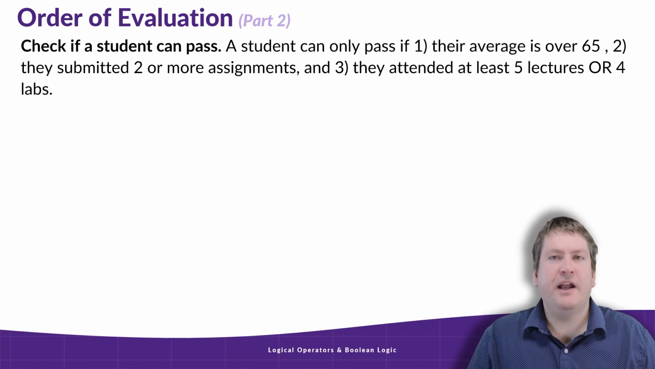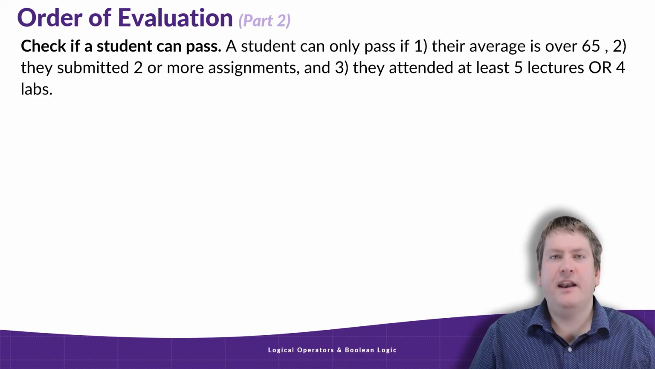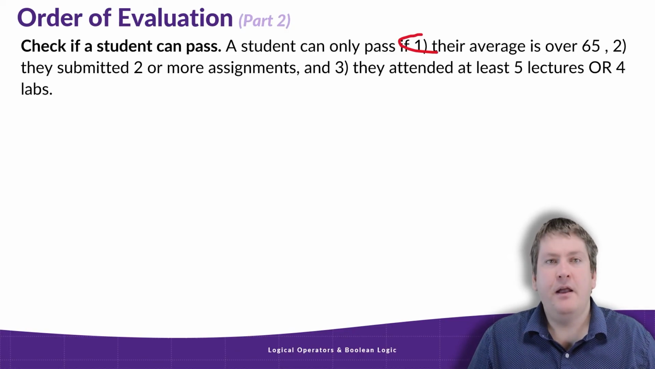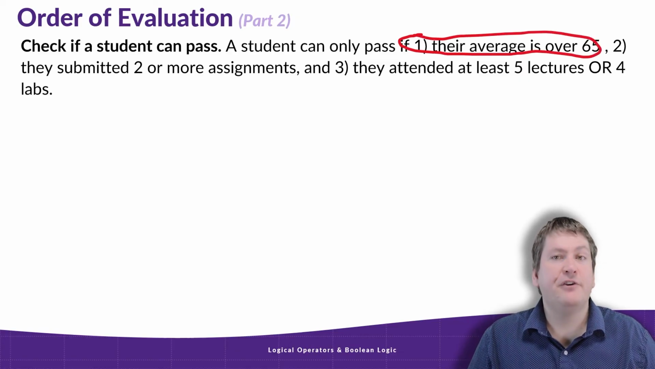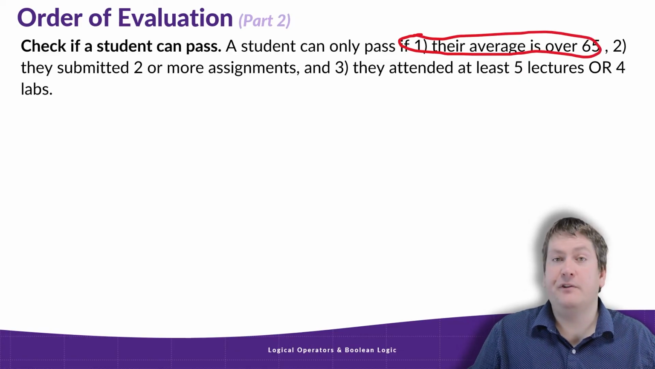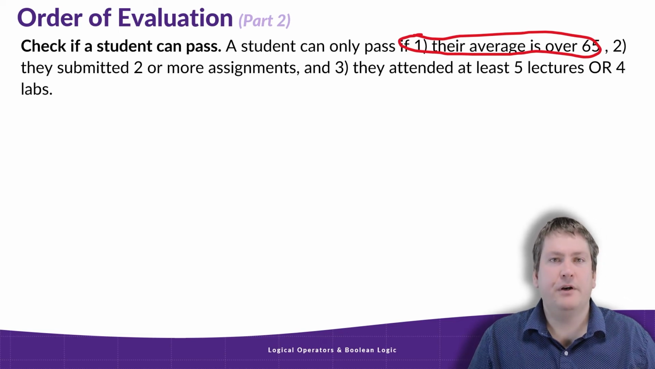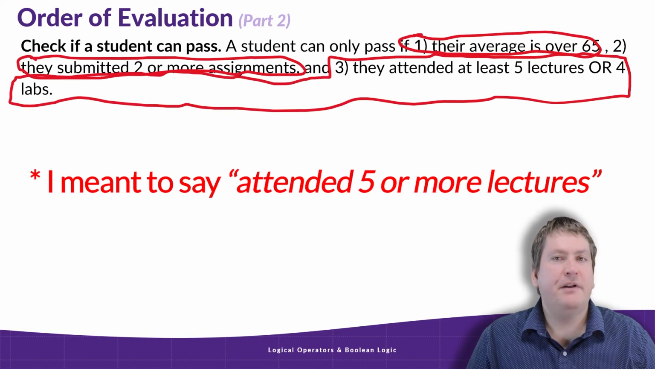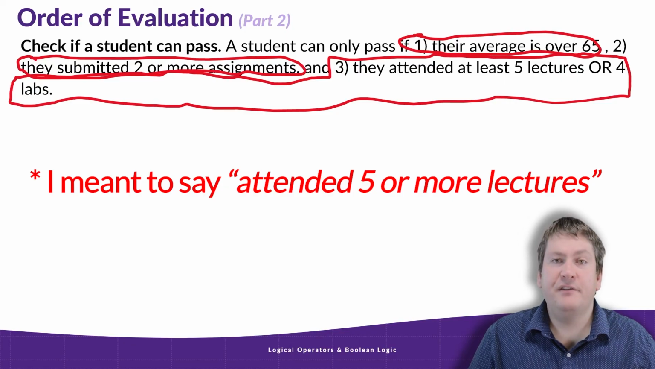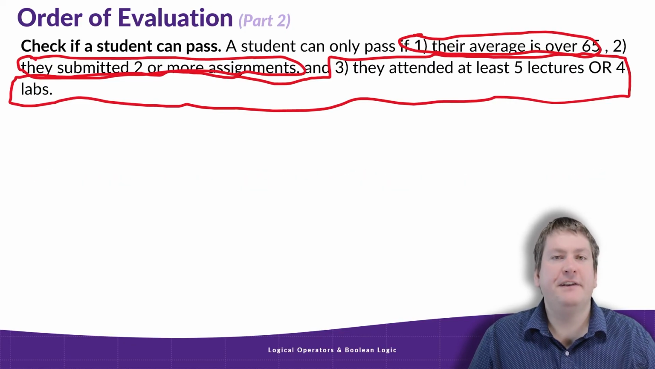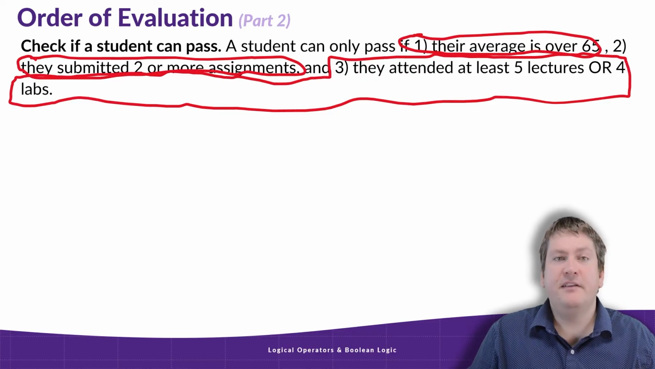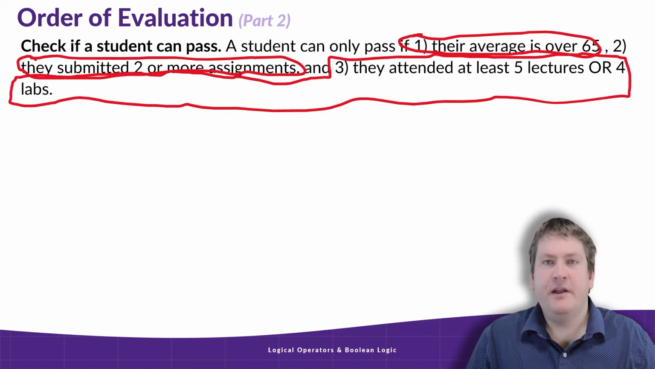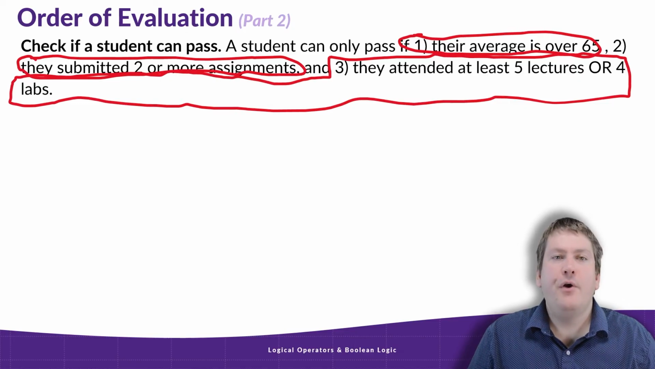So in this example, we want to check if a student is allowed to pass a course that has a few special requirements. The first special requirement is that they have to have an average over 65, and that is exclusive. So it can't be equal to 65, it has to be over. The second is that they must have submitted 2 or more assignments, so that's inclusive. And third, they must have submitted either 5 or more assignments, or alternatively, they could have attended 4 or more labs. This means for that last requirement, they have a choice. They could either attend 5 classes or more, or 4 labs or more to pass.